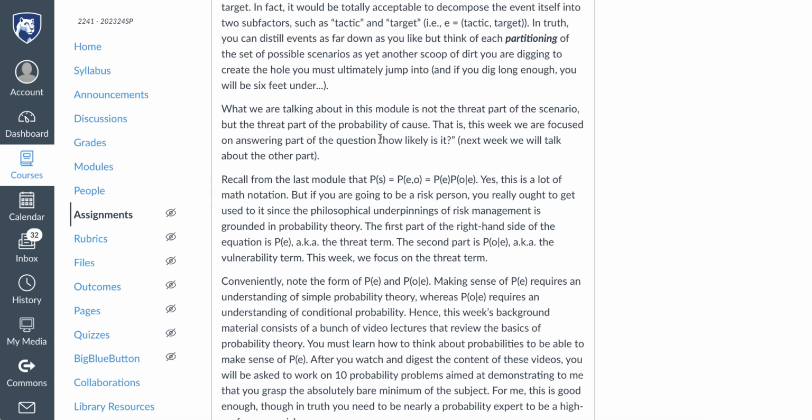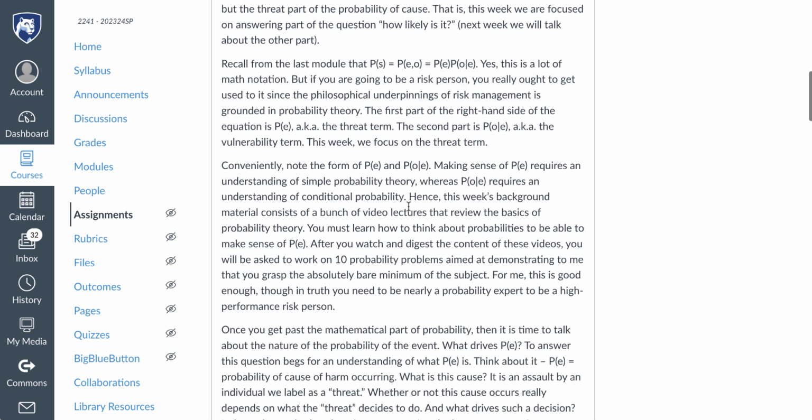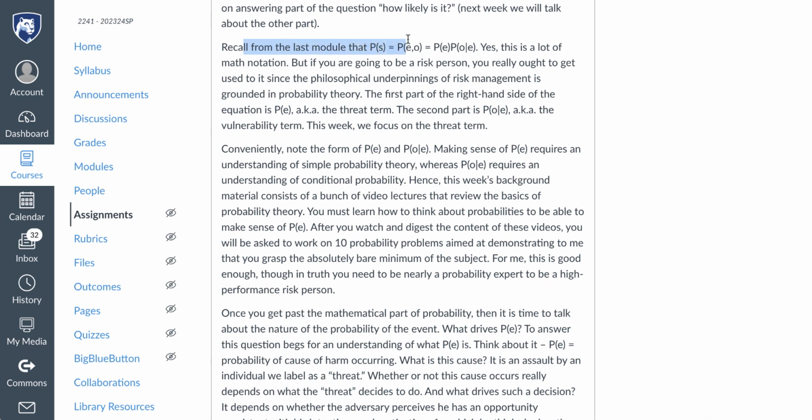Now, what we're basically trying to do here is to answer the question: how likely is it to happen? Now, we got to recall from last module that the probability of a scenario is the probability of this pair, right? Event and outcome. But the probability of event and outcome is actually the probability of an event times the probability of an outcome given a specific event.